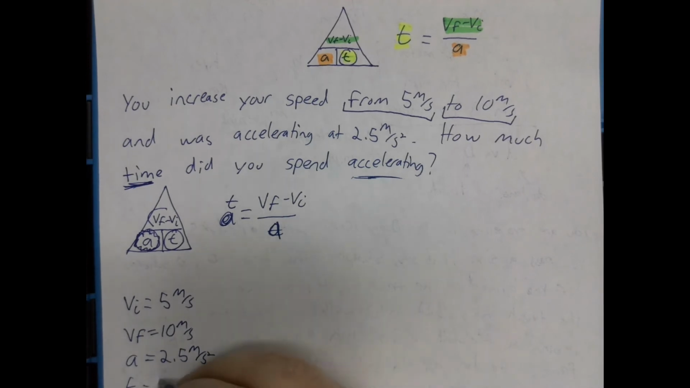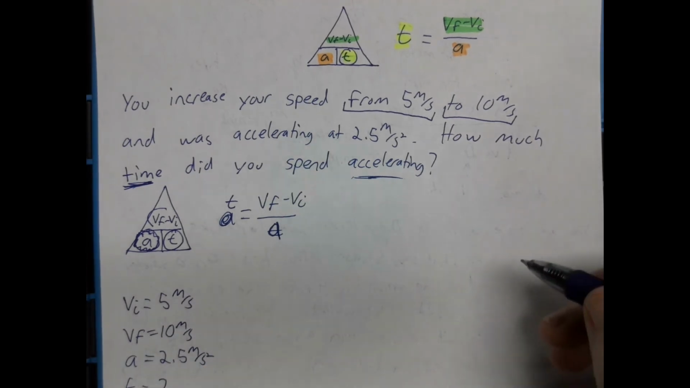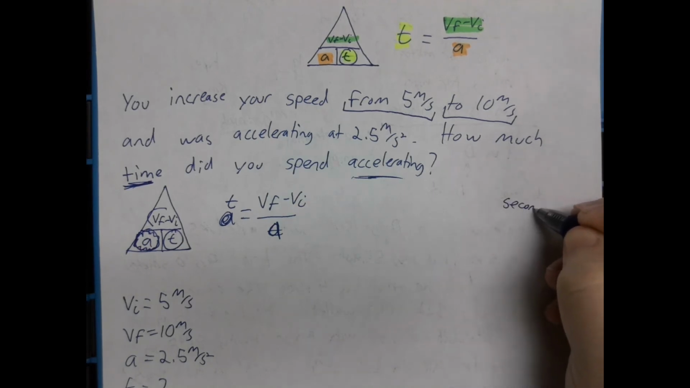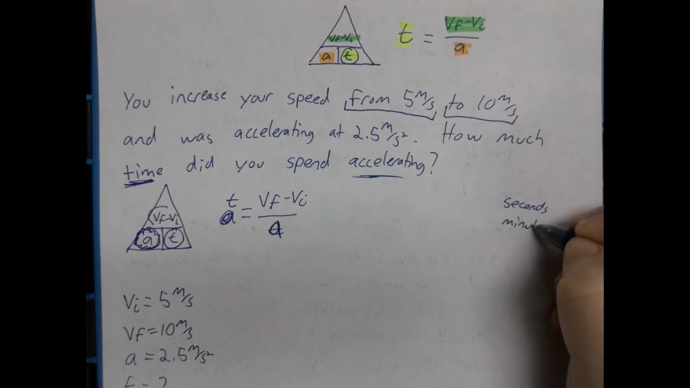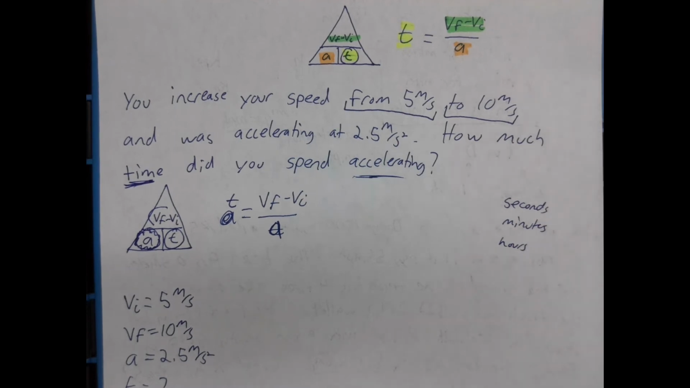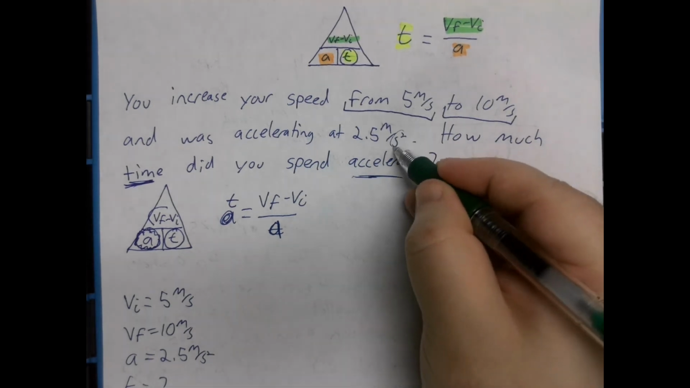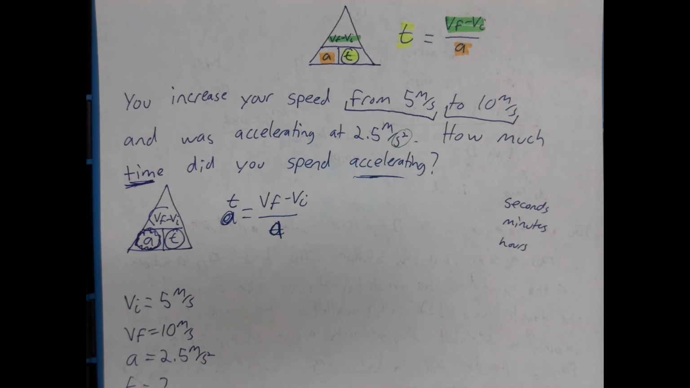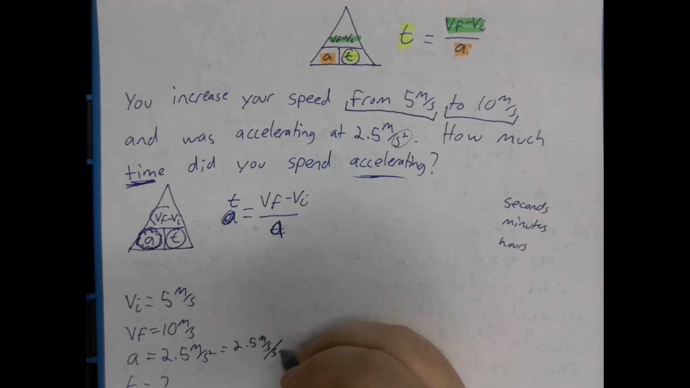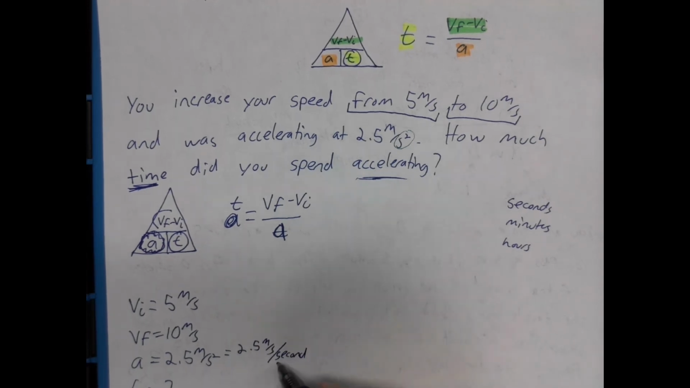Since we're solving for time, we know our answer is going to be in either seconds, minutes, hours, years, months, days, weeks. We know what unit to use based on our acceleration. Our acceleration is meters per second squared. That means 2.5 meters per second every second. So our units are going to be in seconds.